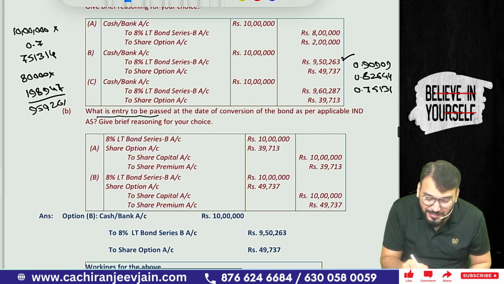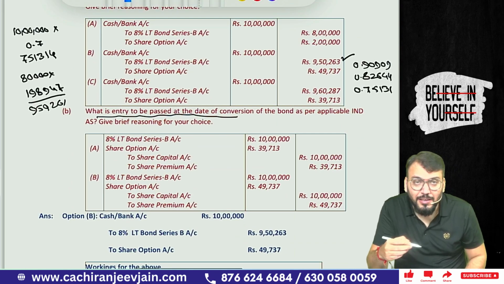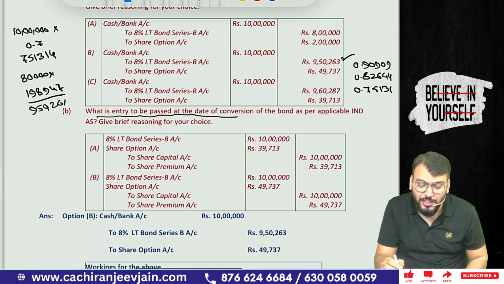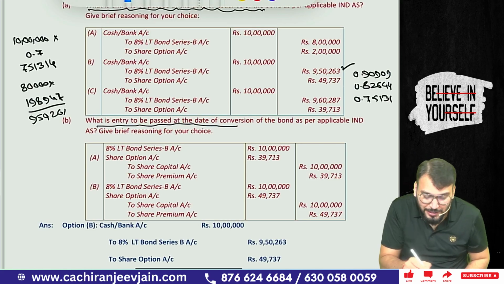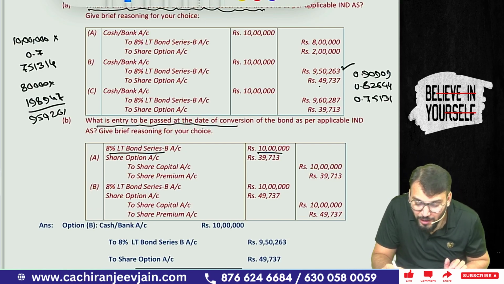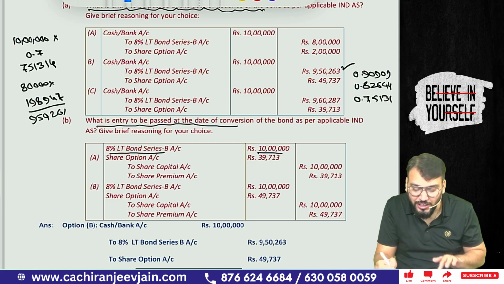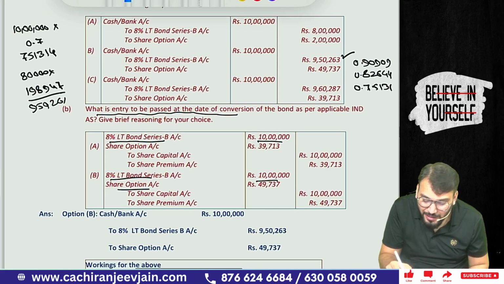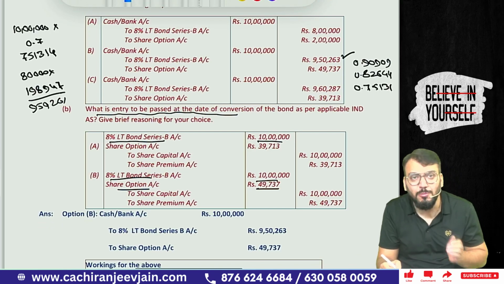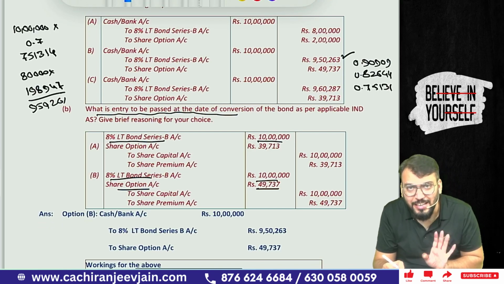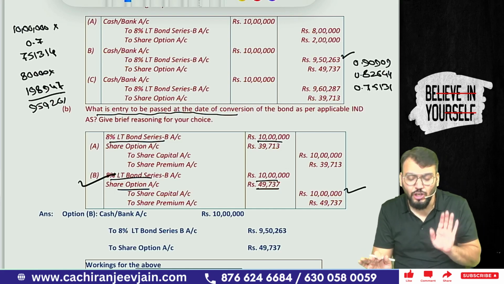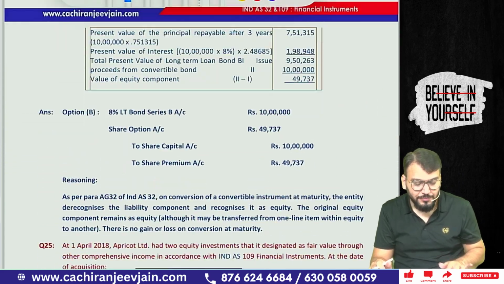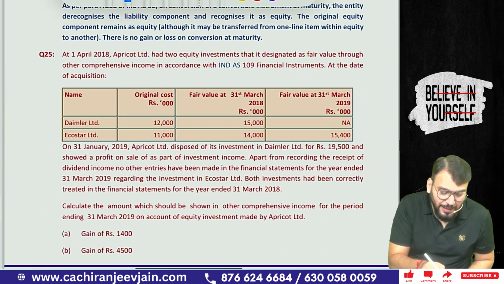What is the entry to pass at the time of conversion? When it is converted into equity shares, the liability will become 10 lakh. And the share option account of 49,737 will remain unchanged. So 10 lakh plus 49,737 will be transferred to equity share capital, and the balance will be transferred to equity securities premium. So option number B will be correct. Got this point? Yes, sir. Easy. Come to question 25.